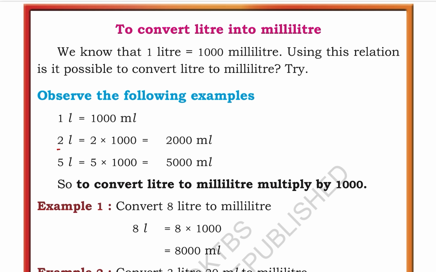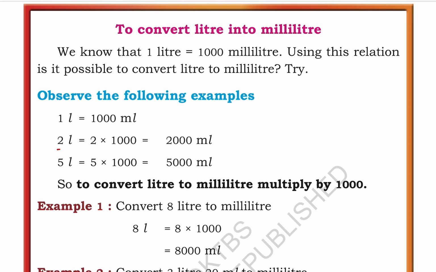Already we know the relationship between liter and milliliter, which is 1 liter is equal to 1000 milliliter. I am repeating it 3 times. Please keep this in your mind always. Using this relation, it is possible to convert liter to milliliter.